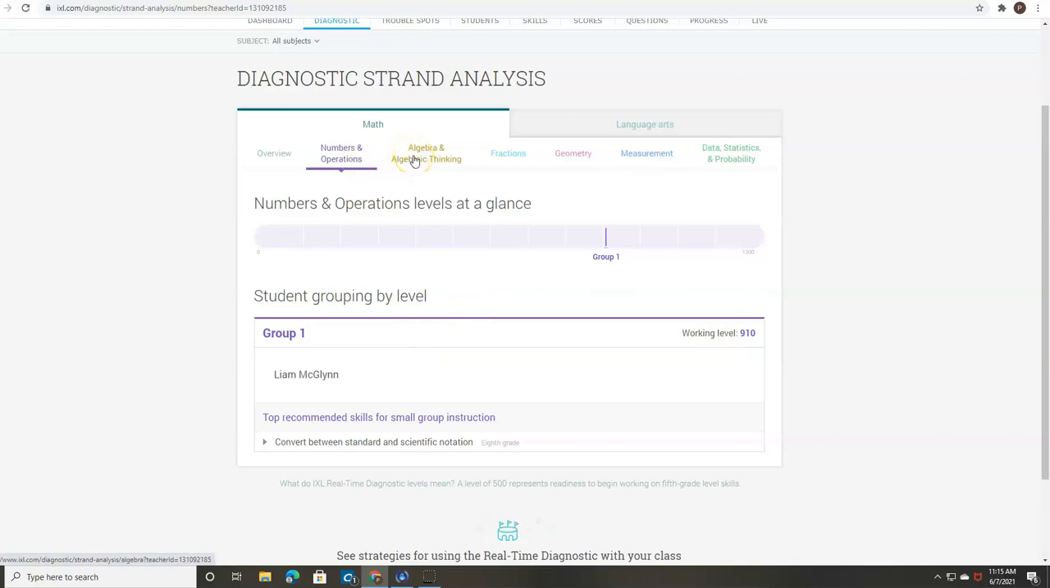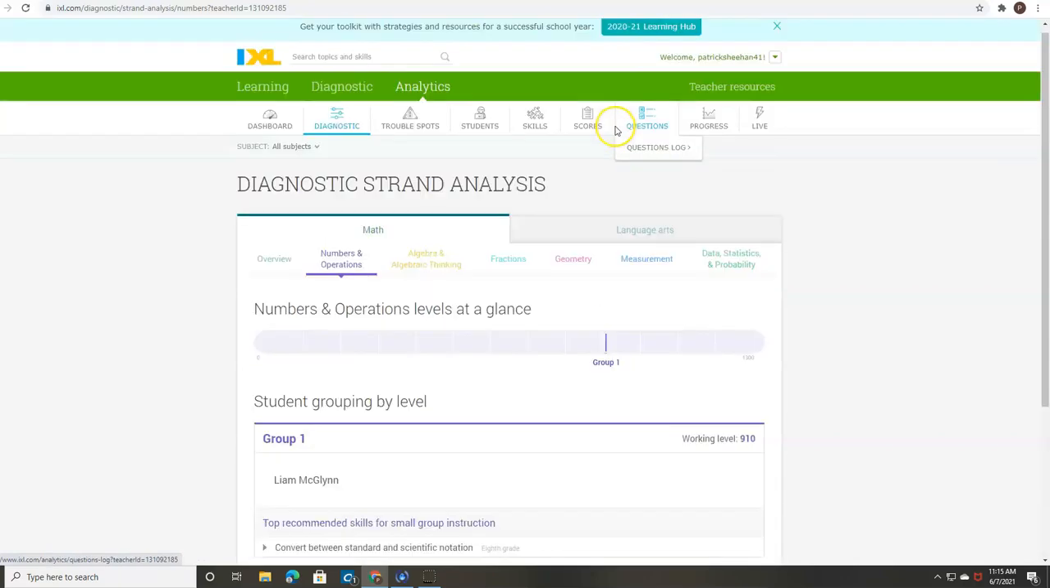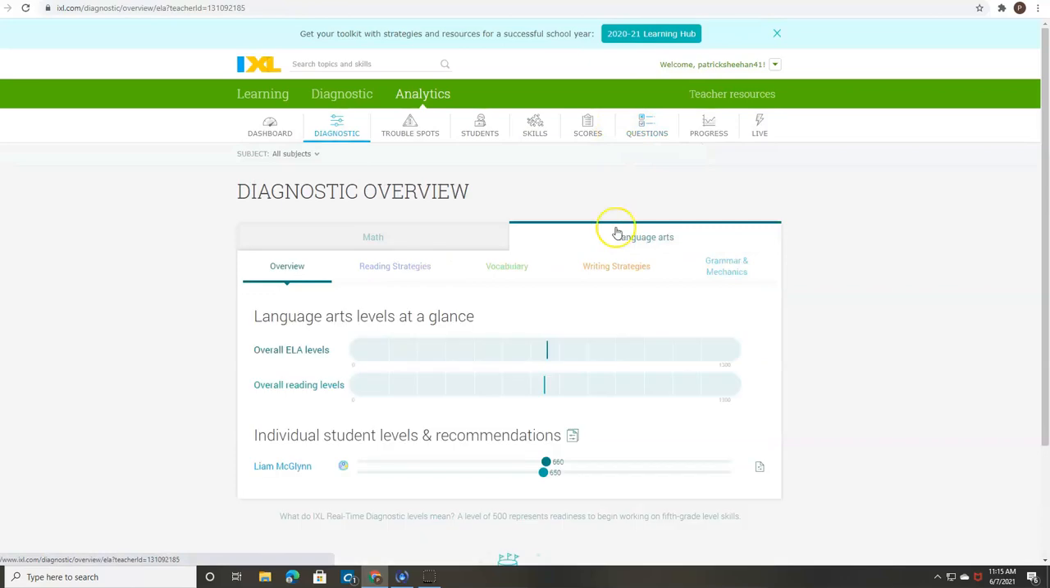Again, this breaks it down by skill area as to how the student is doing in that area related to the overall subject. If I want to change subjects, just click on language arts, and this is what it shows you. And again, it's broken down. You can see how they're doing overall, or you can see how they're doing per skill area.